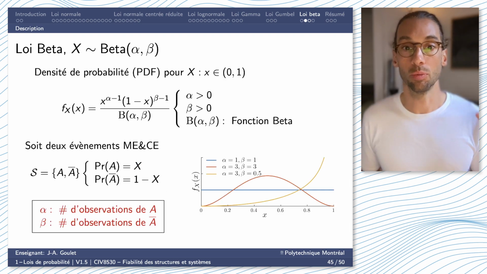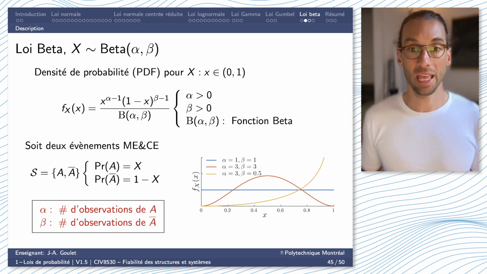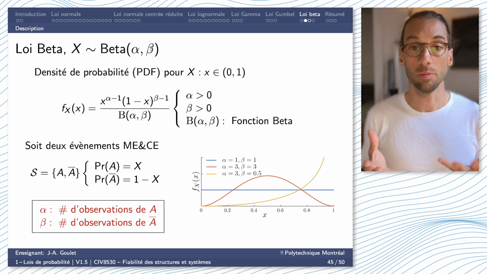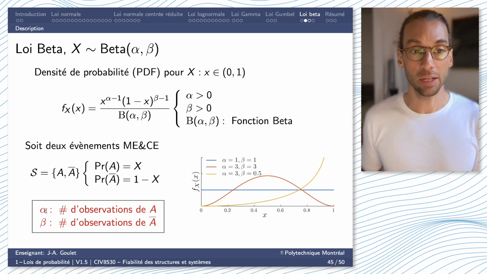And this is what we would typically use the beta for. And there's a really nice property that the two parameters alpha and beta are interpretable. What does it mean? The alpha you get would be the number of observations of the event A, and beta is the number of observations of the complement of A.